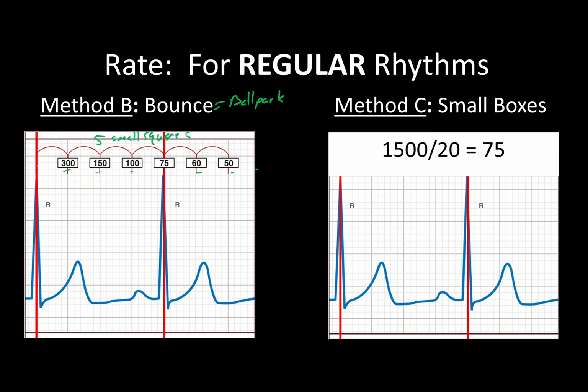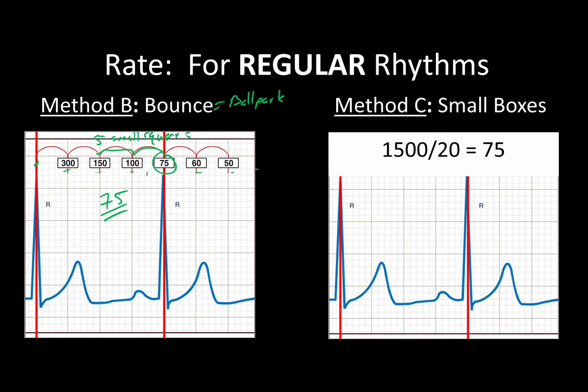And so in this case, your R wave started right here. And so if we go 300, 150, 100, 75, this patient has a heart rate of 75 on the nose. If it had fallen in between here, though, it would have been much more difficult. We would have wound up with a range of 100 to 75.